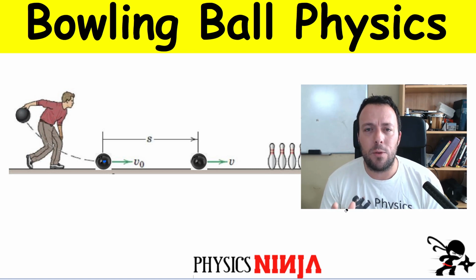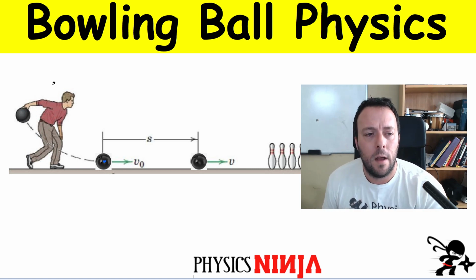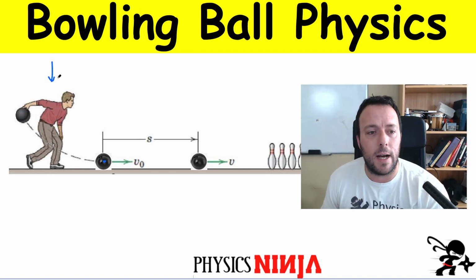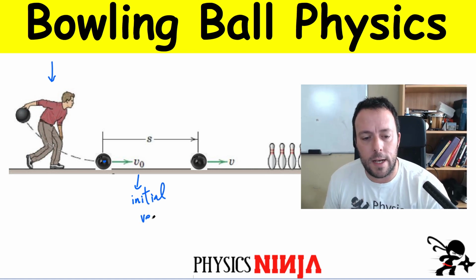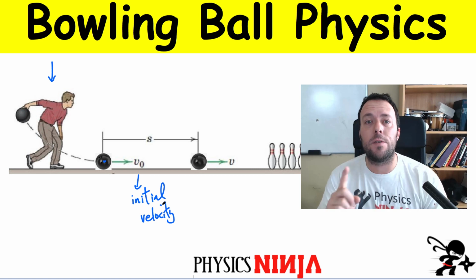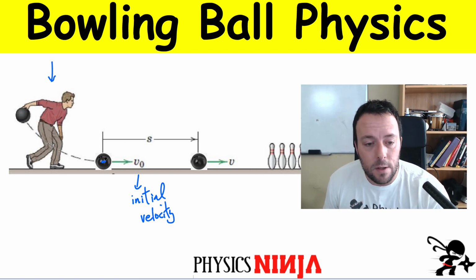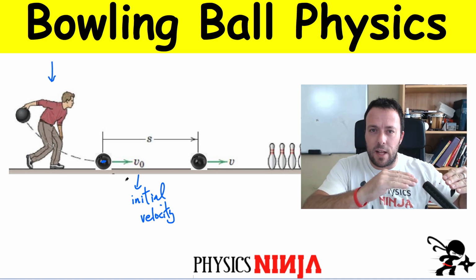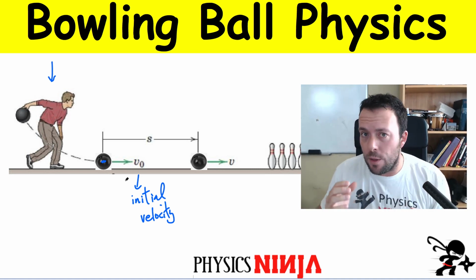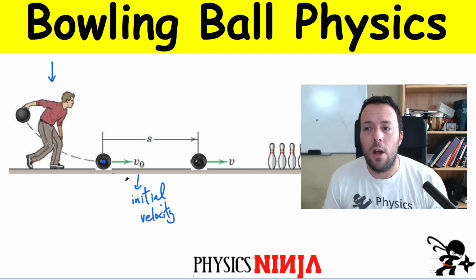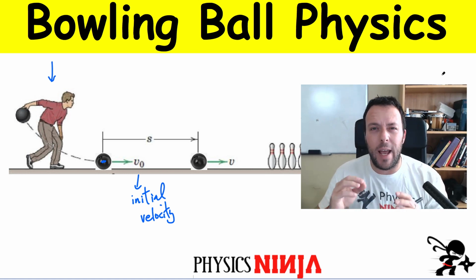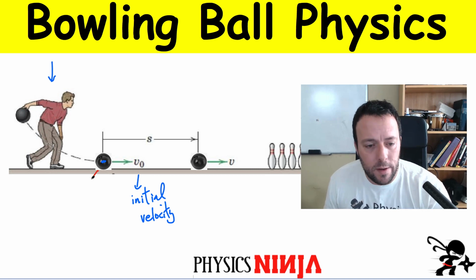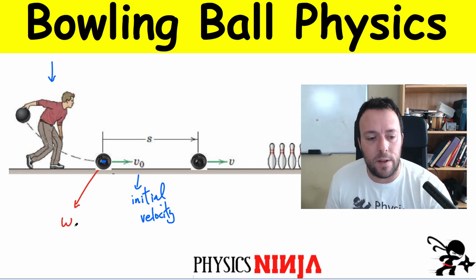All right, so this is what the setup looks like. I have my bowler over here who's going to throw the ball at some initial velocity. I'm going to call that V0. So let's write that down. Initial velocity. This is really the initial velocity of the center of mass, so it's the center of mass here that's moving at some velocity V0. When I throw the ball, I'm going to assume there is no angular velocity. I'm not going to put any spin on the ball initially. So when it first leaves my hand, the initial angular velocity is going to be 0 radians per second.